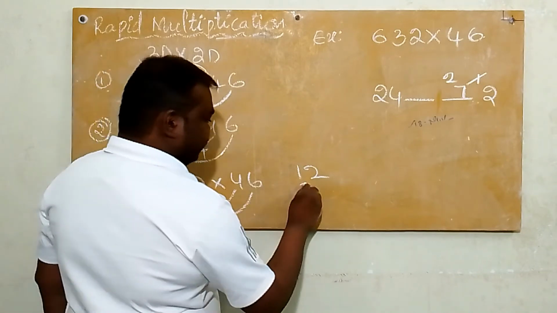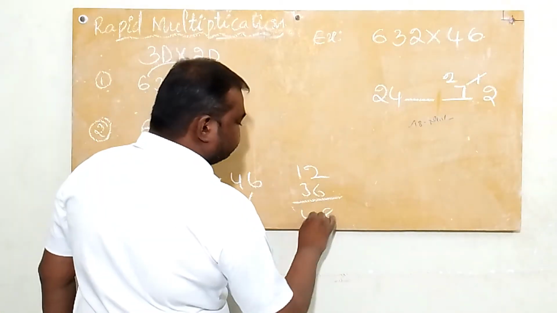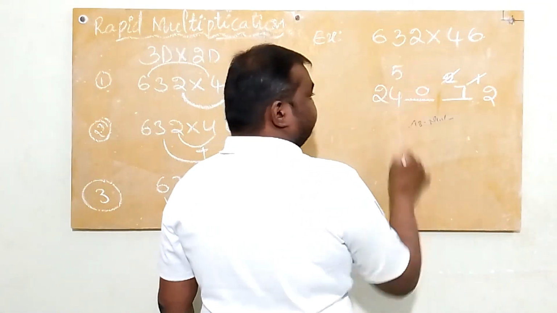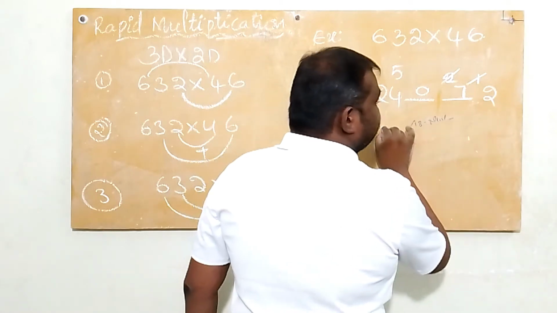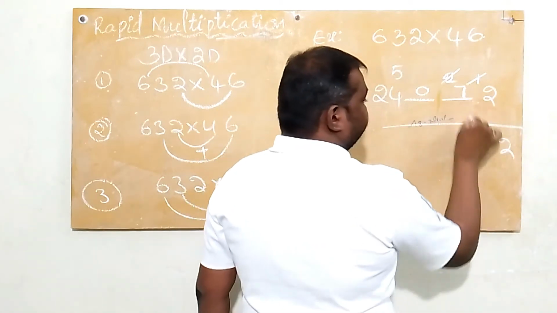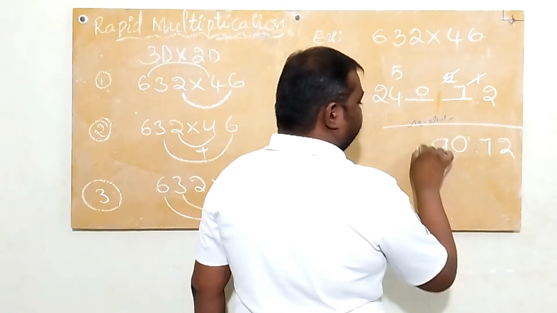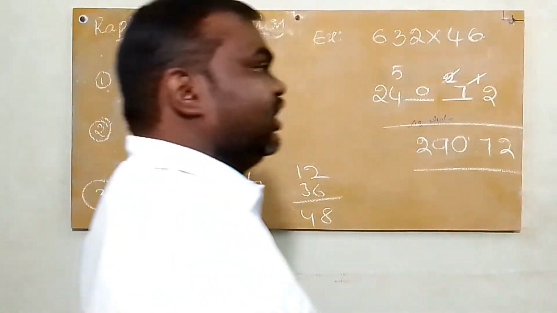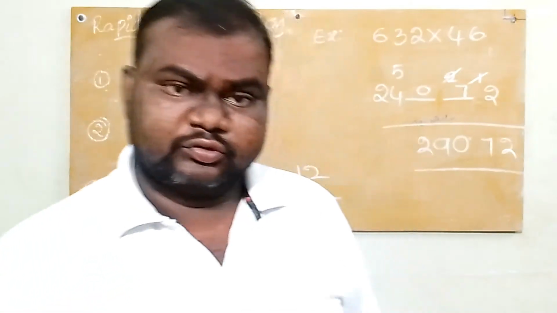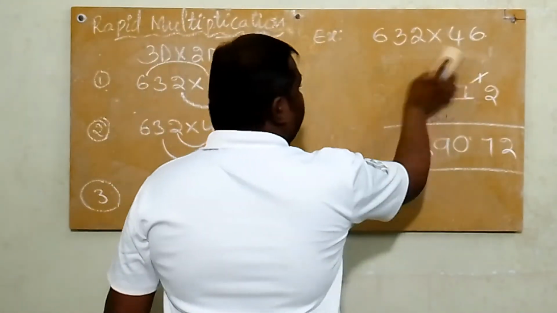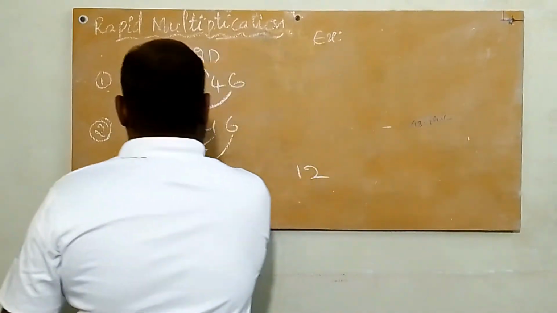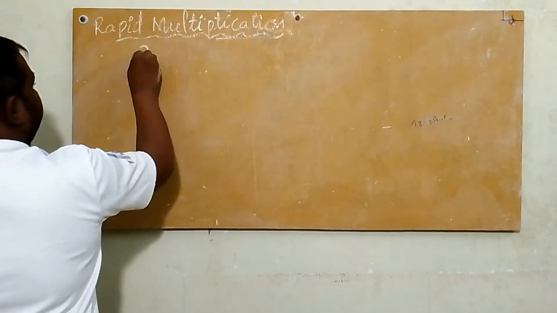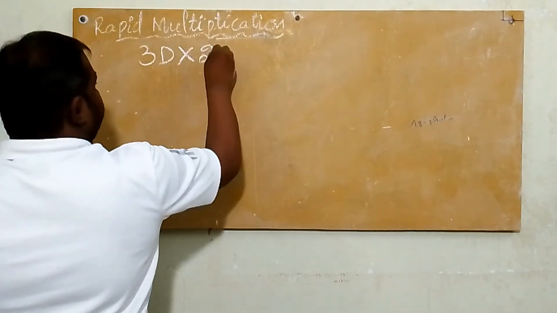3 times 4 is 12, and 6 times 6 is 36, 48, 250. Just cut it here, 5. Now the answer is 29,072... 2, 7, 0, 9. So very simple way. In this way we can solve the problem. If you want, you can take another problem also, to understand very clearly. This is 3-digit by 2-digit.